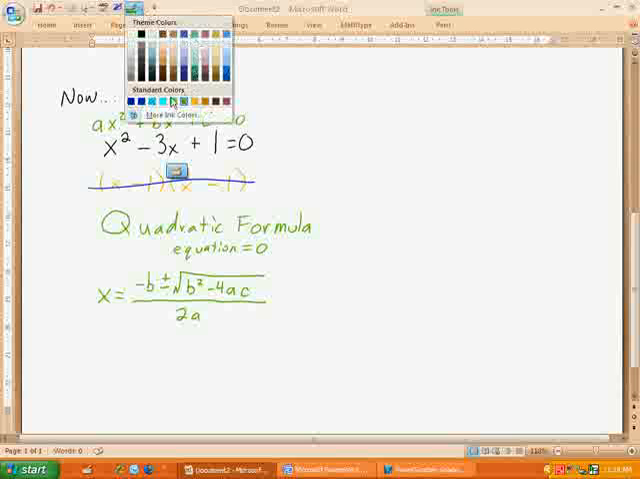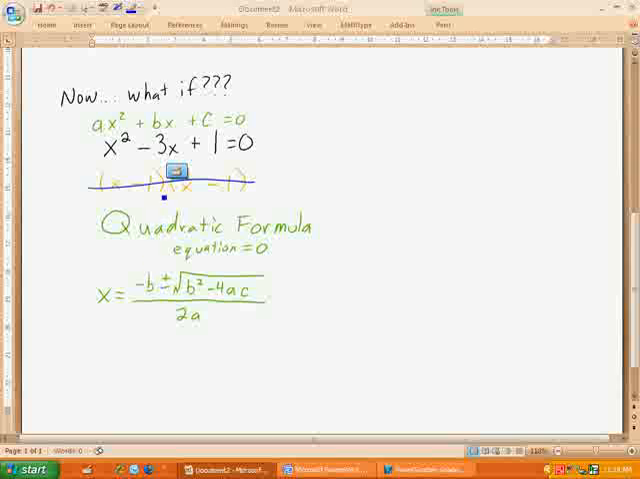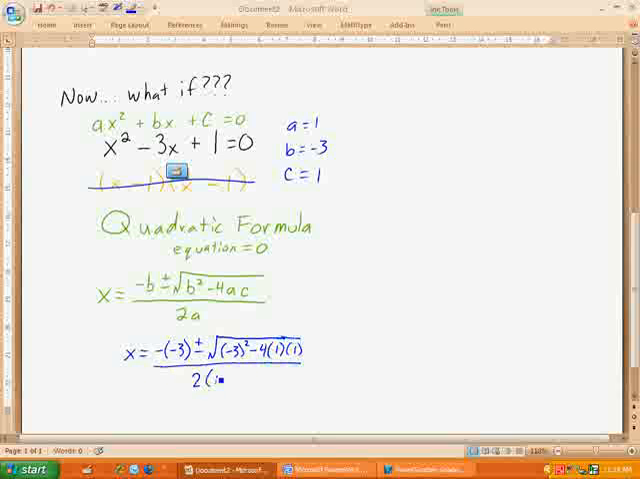And so what we're going to do is take these numbers from standard form and put them into my equation. So x is going to be equal to negative b. Now b was negative 3, right? So I had a equal to 1, b equal to negative 3, and c equal to 1. So I'll put these numbers in. Negative b, so negative 3, plus or minus the square root of negative 3 squared minus 4 times a times c, all divided by 2 times a.